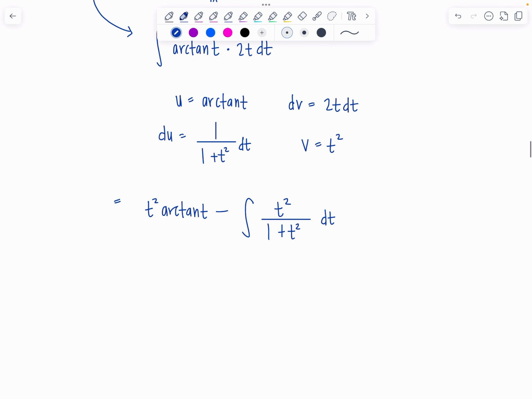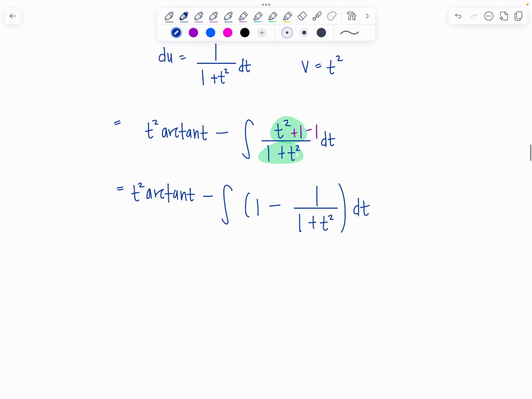And then I've shown them this trick so you don't have to do long division. You just add 1, subtract 1 to the integrand. So we still have this t squared arctan of t out here minus the integral. Then this t squared plus 1 over the denominator is just going to be 1 minus 1 over 1 plus t squared dt. And then we're done. So t squared arctan of t minus t plus, oh, let me keep writing arctan because that's how the problem is.